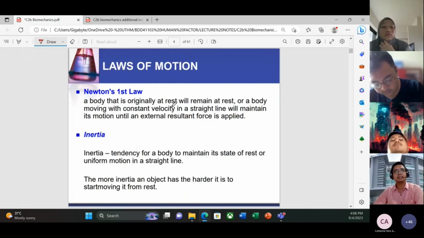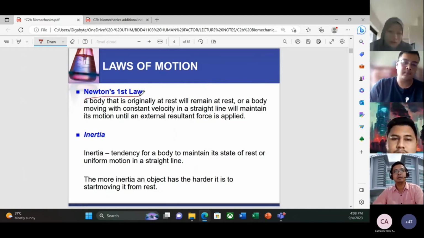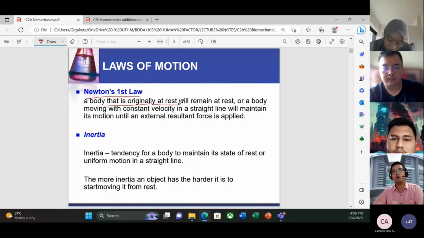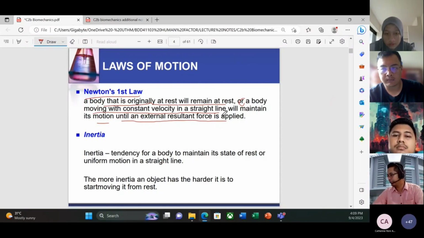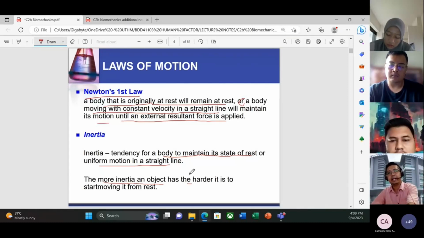Okay, and these are the laws of motion. This is just a recap. If you have learned about physics, Newton's first law is that a body originally at rest will remain at rest, or a body moving with a constant velocity in a straight line will maintain its motion, until an external resultant force is applied. So this is our Newton's first law. Don't worry about this, later on we will do some exercises. Meanwhile, inertia is the tendency of a body to maintain its state of rest or uniform motion in a straight line. The more inertia an object has, the harder it is to start moving it from rest. So this is Newton's first law, and this is inertia.